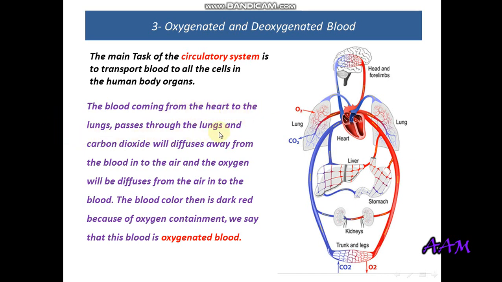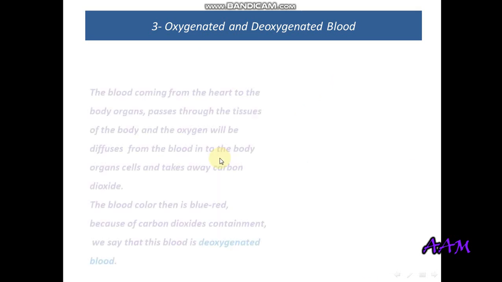To the lungs. It passes through the lungs, and carbon dioxide will be diffused away from the blood into the air, which is in the air sacs. We shall discuss this later in other subjects. And then the oxygen will be diffused from the air sacs in the lungs into the blood. And then the blood will turn red, okay, and we call it oxygenated blood. So it goes back to the heart, and then the arteries take it away from the heart to the body tissues, okay. This is one thing.